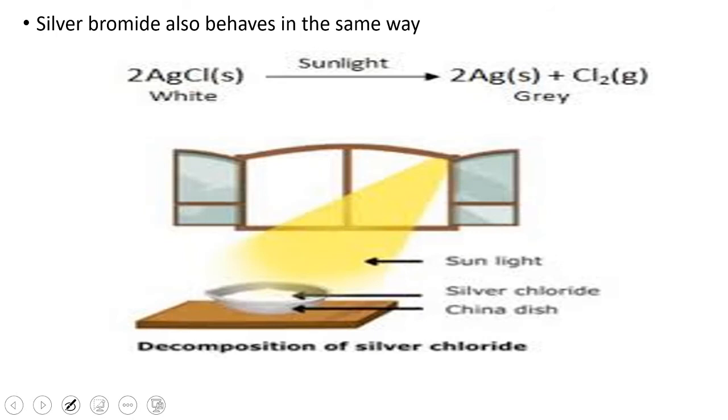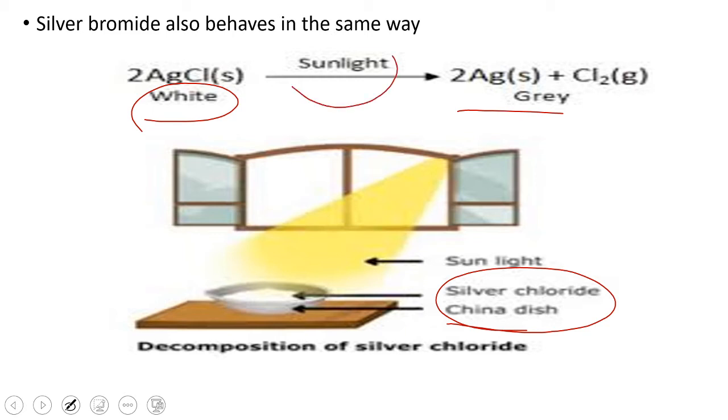Next one. This is one more reaction where silver chloride, which is white in color, is taken in a china dish and exposed to sunlight. It gets converted into silver and chlorine, that is, it dissociates into silver and chlorine. Silver is actually grey in color. So this is also a decomposition reaction because one reactant was decomposed into two products, but it takes place by sunlight.